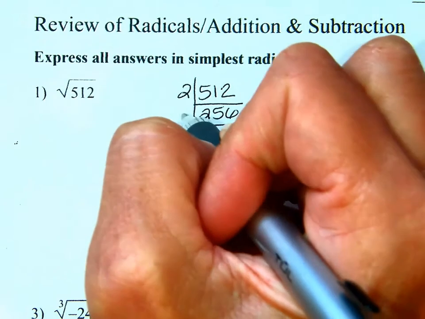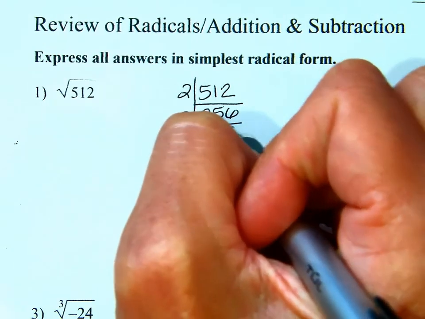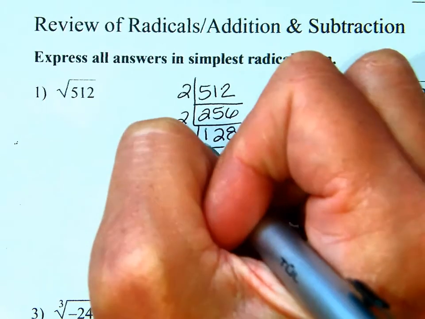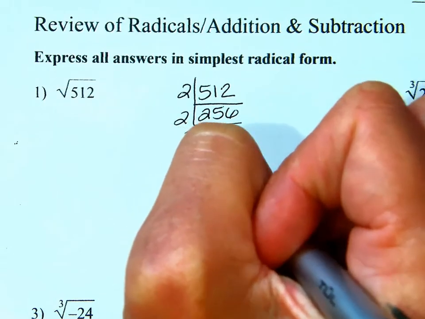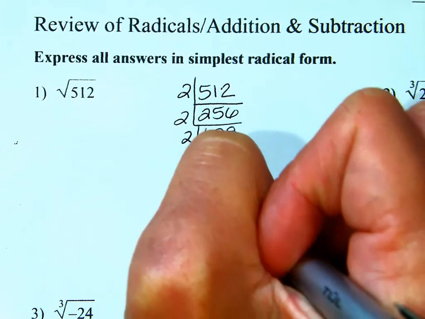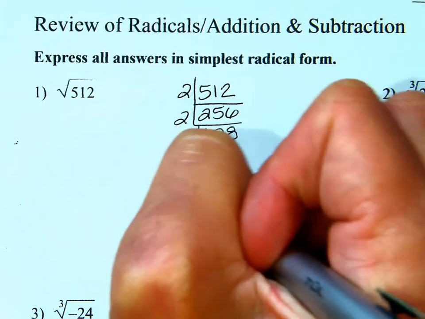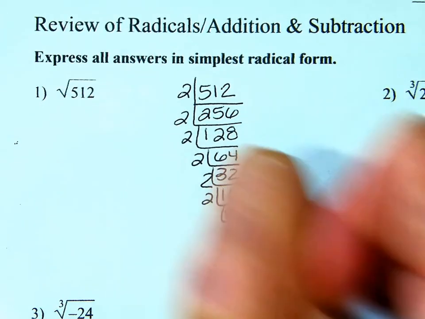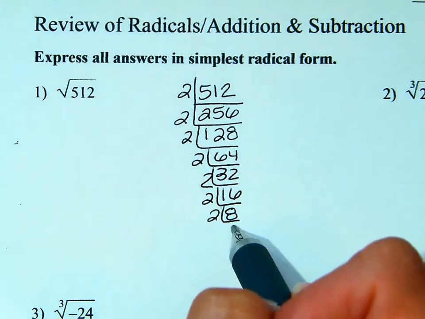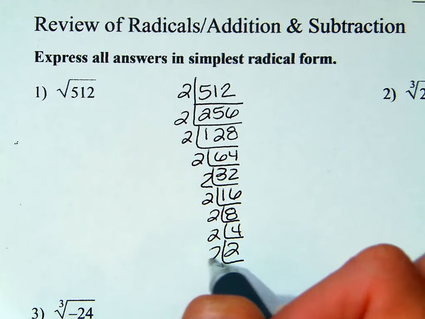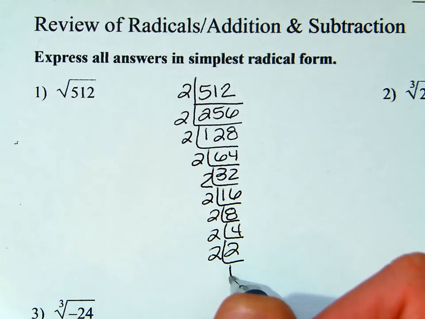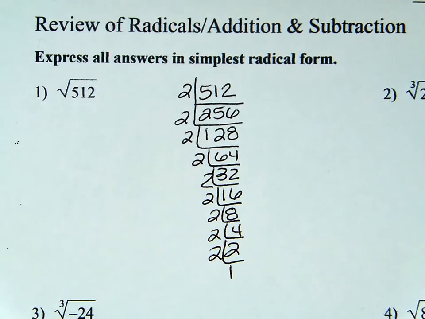2 into 256 is 128. 2 into 128 is 64. 2 into 64 is 32. 2 into 32 is 16. 2 into 16 is 8. 2 into 8 is 4. 2 into 4 is 2. And then finally, 2 into 2 is 1. And so I know I'm done when I get down to the number 1.